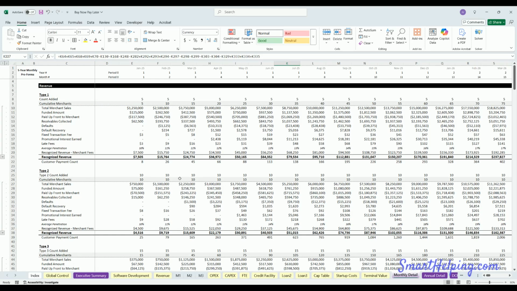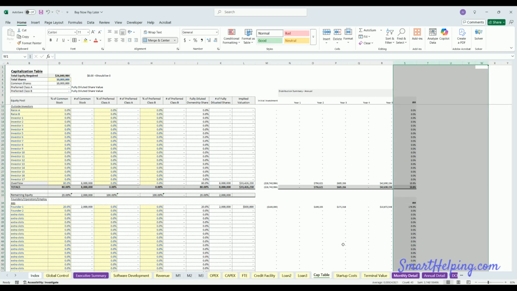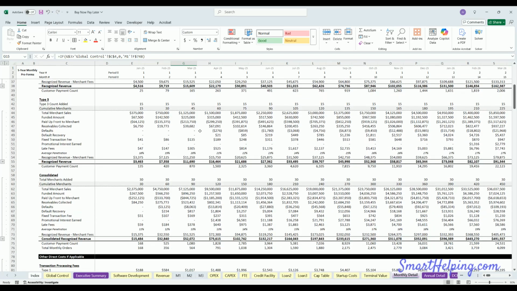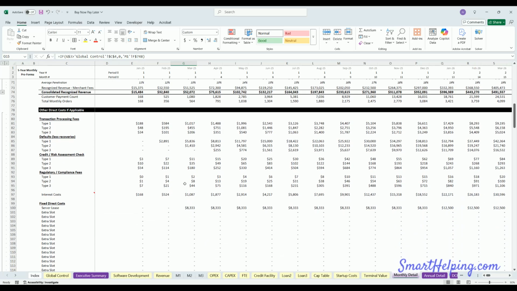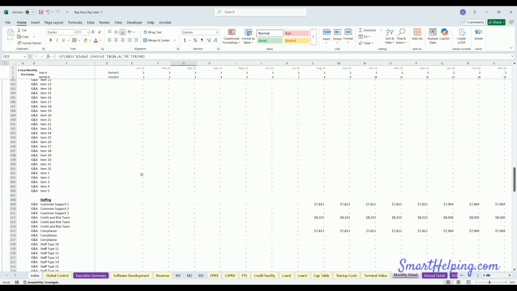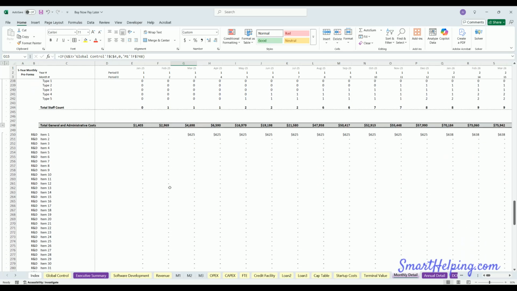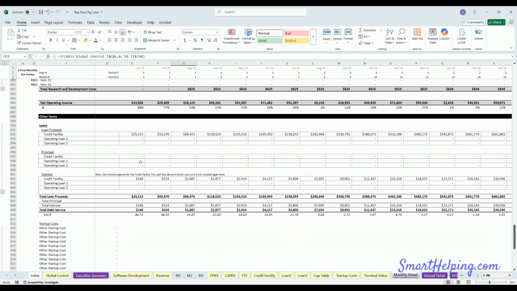Monthly detail, this is where you see all the nuts and bolts of all your assumptions coming together. So here's everything that's happening with Tier 1. Sorry, let me undo that. So Tier 1, 2, and 3, consolidated, your direct costs, gross profit, sales and marketing, G&A, staffing, net operating income, loan proceeds, principal interest.